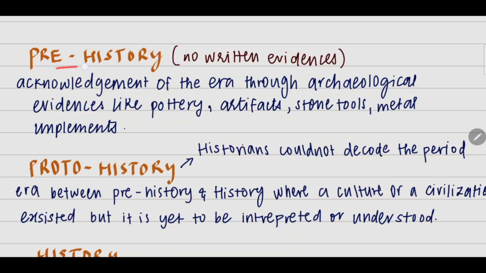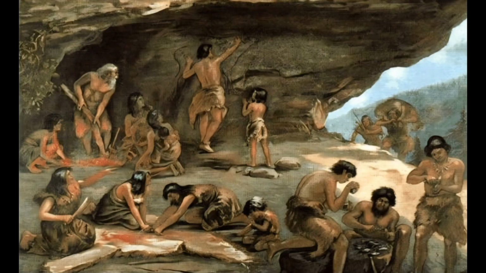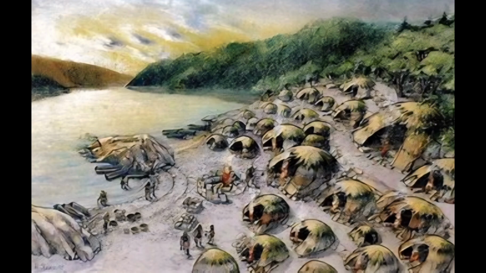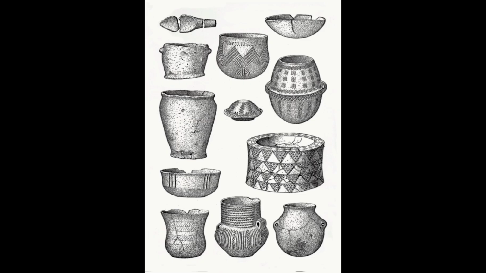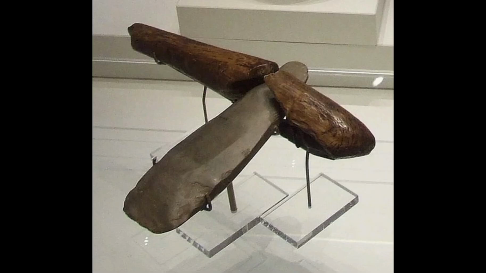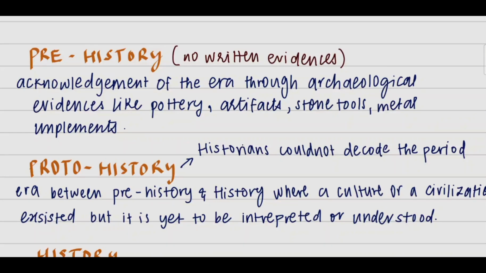Okay, now let's start with prehistory. Prehistory was an era where written evidence was not invented, right? So, how did the acknowledgement of the era happen? The acknowledgement of the era was through archaeological evidence. Now, what are these archaeological evidences? Pottery, artifacts, stone tools, and metal implements were the main sources of the acknowledgement of prehistory.